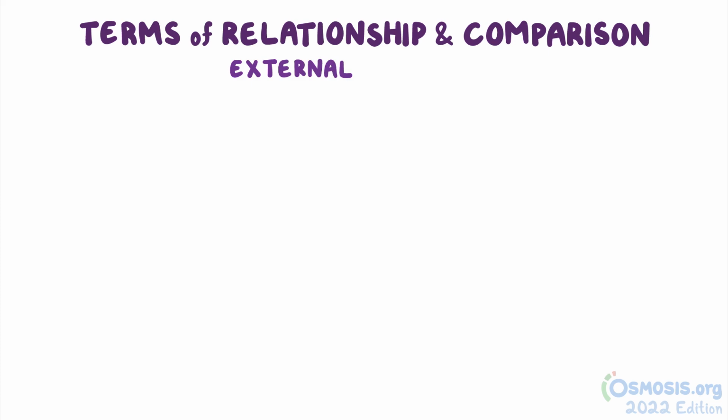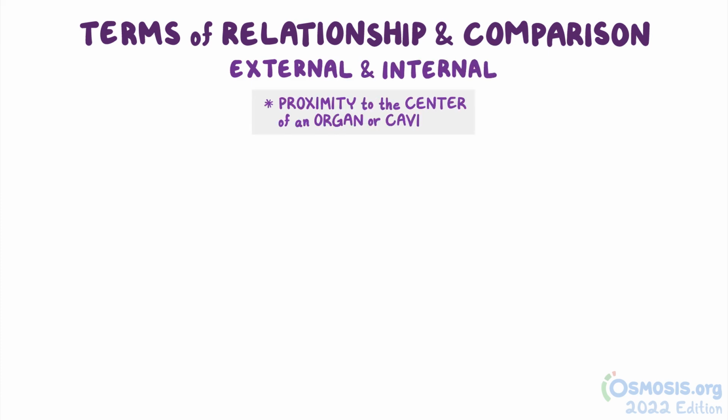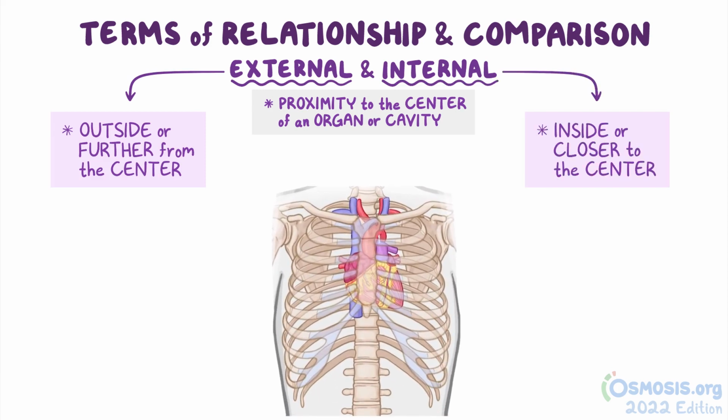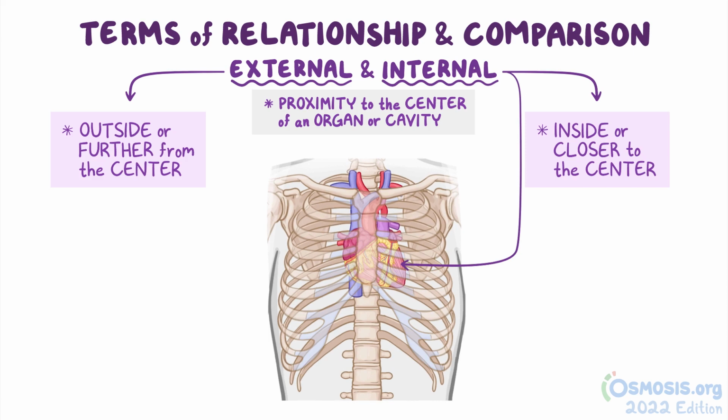Next, there's external and internal, which refer to the proximity to the center of an organ or cavity, regardless of the direction. External indicates structures that are outside or further from the center, while internal means inside or closer to the center. So, for example, our heart, which is in our chest cavity, is more internal, while the ribs are more external.